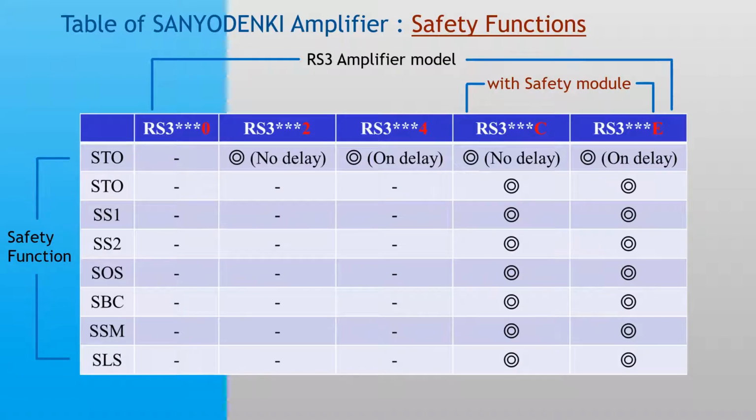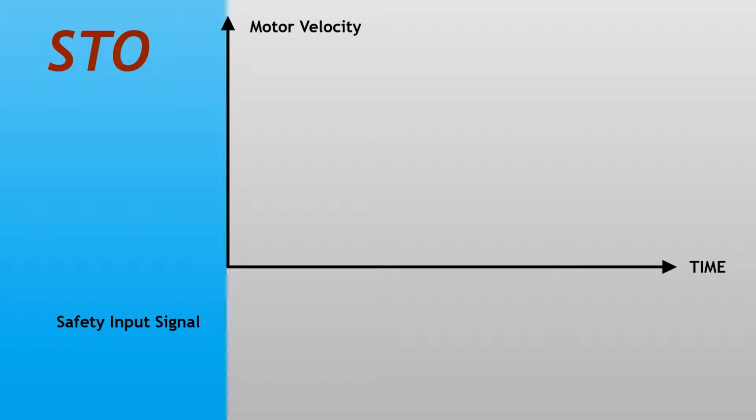This is a table of what safety functions SANYODENKI amplifier has. Some standard type drives also have single STO function by default. The model of SANYODENKI RS3 amplifier with suffix C or E are safety type amplifiers. They have one extra STO and some other safety functions as this table shows. Now we will explain each safety function.